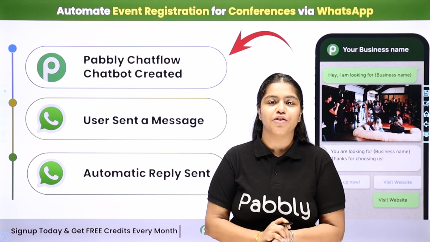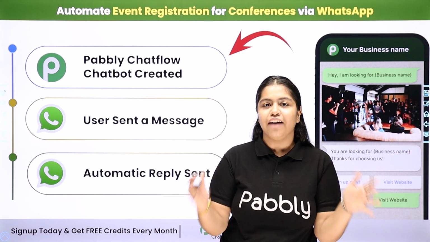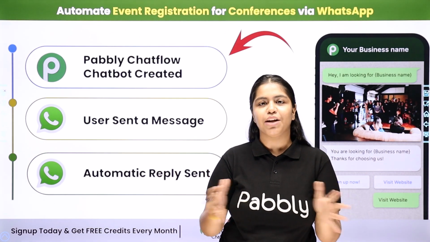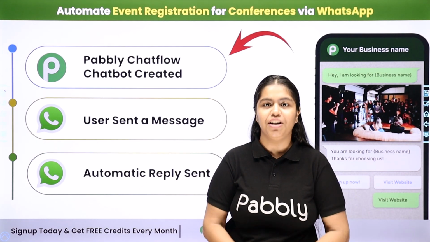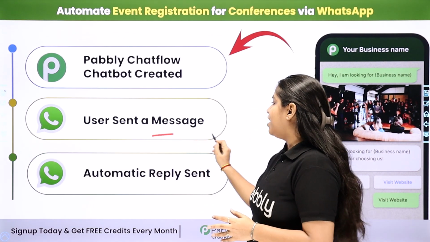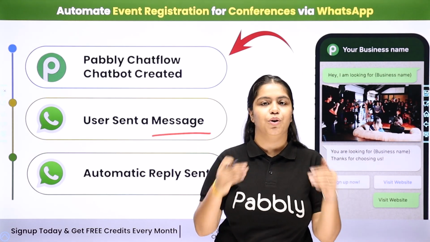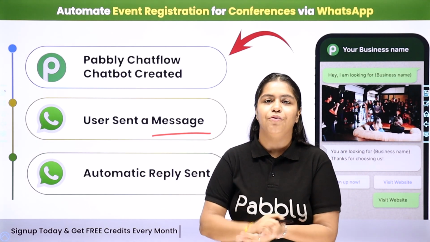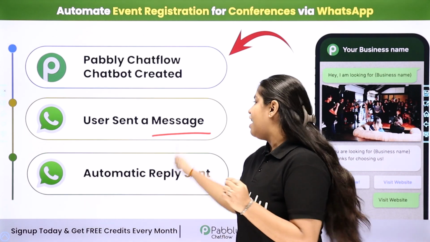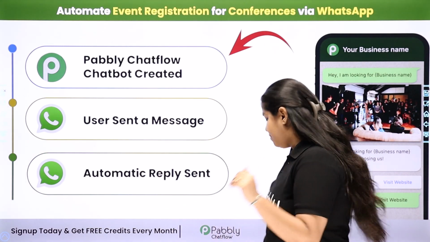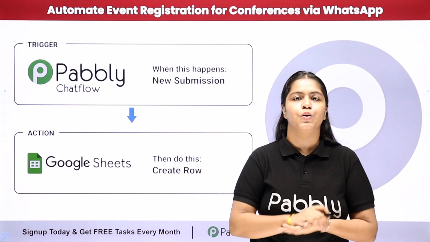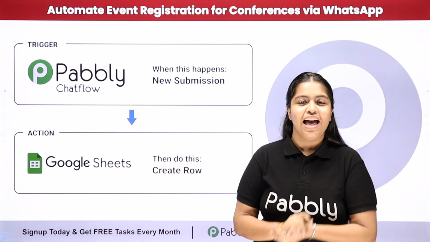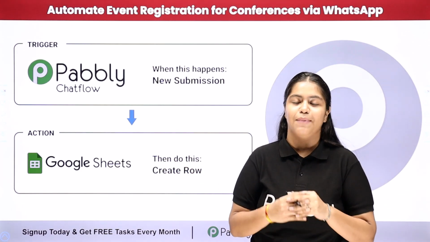So like you, I also regularly conduct conferences and we used to manually register everyone. But now what we have done is we have simply created a Pabbly Chatflow WhatsApp chatbot, and now whenever my user sends me a message, an automatic reply will be sent to my user, and we can also automate the event registration via WhatsApp for our conferences. Not only this, when the user shares their details, automatically their details are going to be added into Google Sheets. So if you also want to see the proper working of this amazing automation, then you have to come with me to my screen.